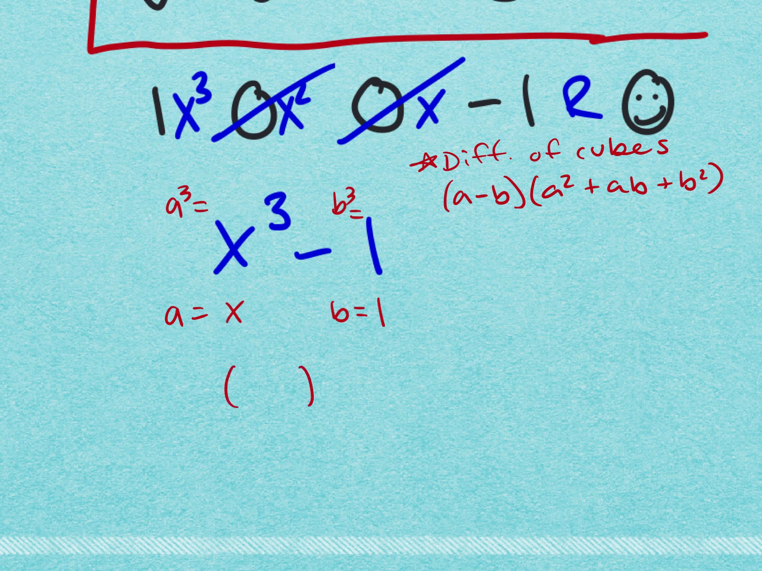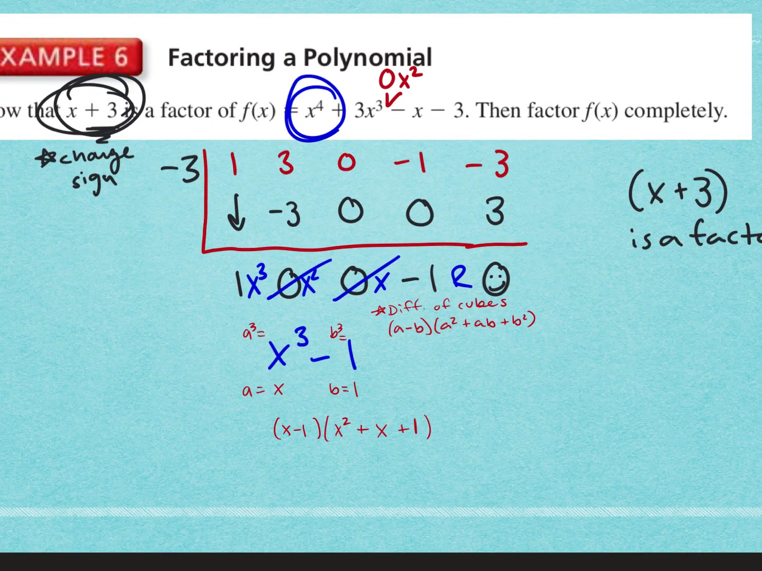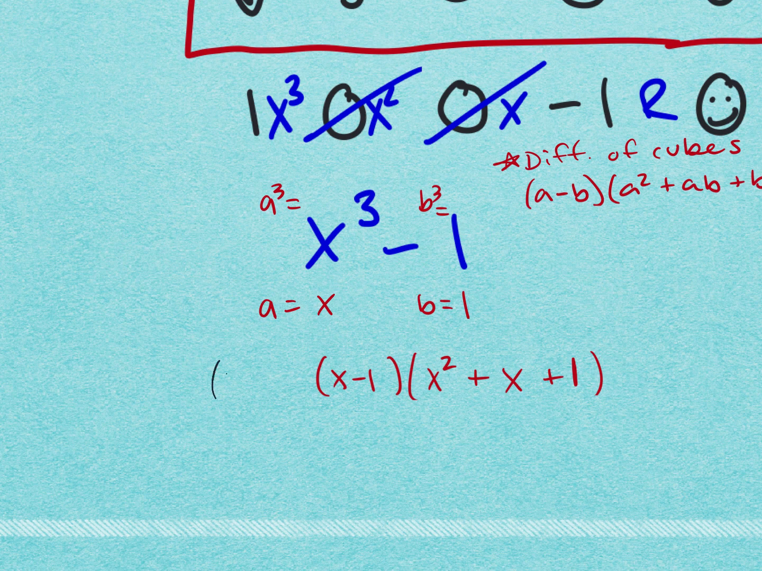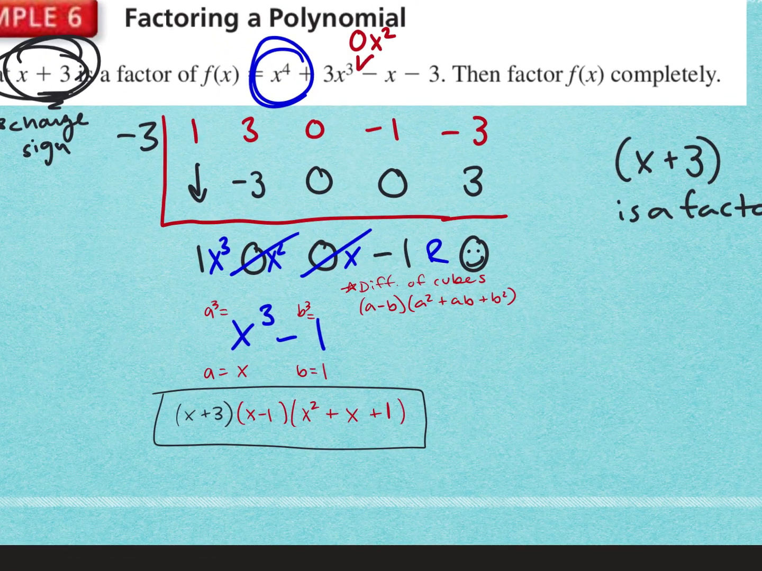What would go into the first parentheses? X minus 1. What would come next? Awesome. Plus x, because 1x would just be x. And then plus b squared, or 1 squared, would be 1. So this would be the rest of the factored part. I'm going to include the first factor that it gave me, so that x plus 3, because that is also a factor. So this would be our question completely factored out. So that would be our answer.